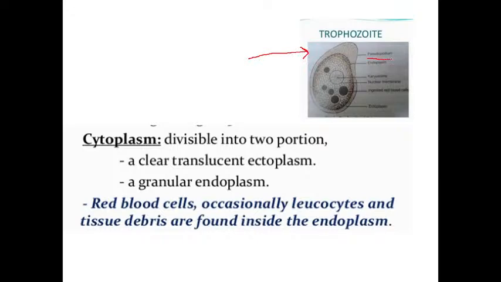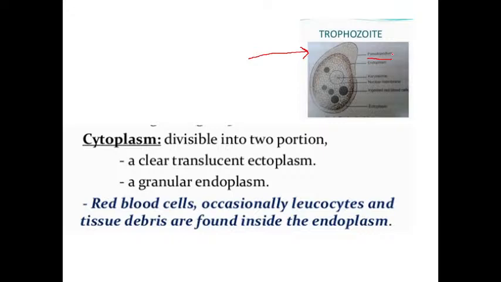So trophozoites have a cytoplasm that is divisible into 2 regions. The outer region is called the ectoplasm. അപ്പോൾ ഈ ട്രോഫോസോയിറ്റ് എന്ന് പറയുന്ന ആക്റ്റീവ് ഫോമിന്റെ സൈറ്റോപ്ലാസത്തിന് 2 regions ഉണ്ട്. One part is the clear translucent ectoplasm. Outer layer സൈറ്റോപ്ലാസത്തിന് 2 ഭാഗങ്ങളായിട്ട് തിരിക്കാം. അത് outer region-ലുള്ള cytoplasm clear ആയിരിക്കും. Inner region will be granular endoplasm.